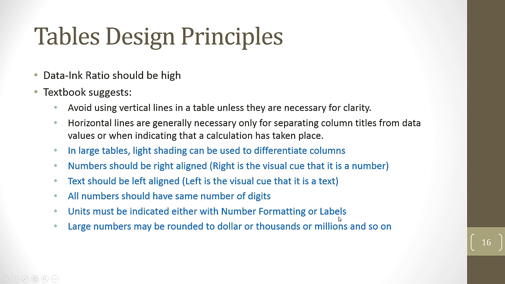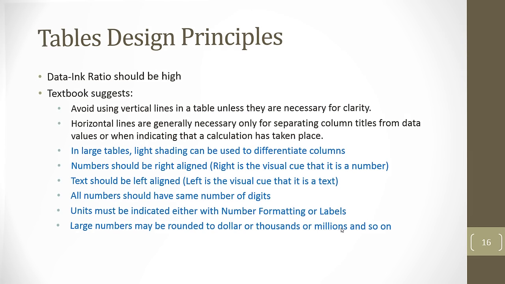So at the top of the column, you might have a $ sign to indicate it's in dollars, or a percent symbol, rather than cluttering the table. However you do it, whether it's with labels or number formatting, you've got to show the unit. And large numbers may be rounded to the dollar, the thousands, the millions, even the billions, like in GDP numbers.